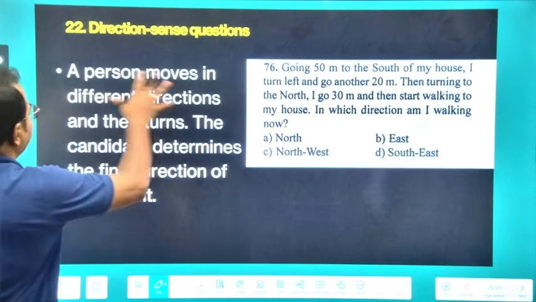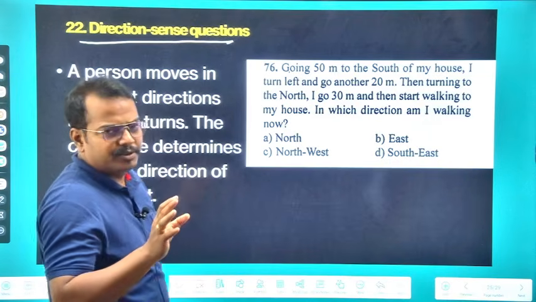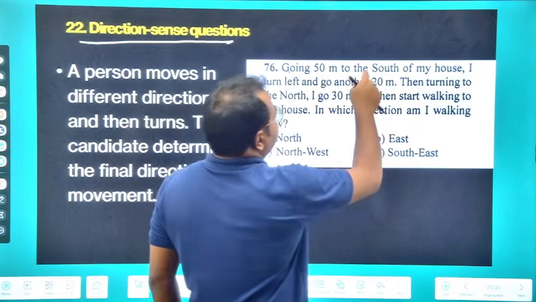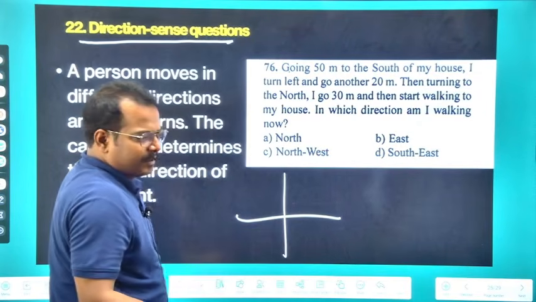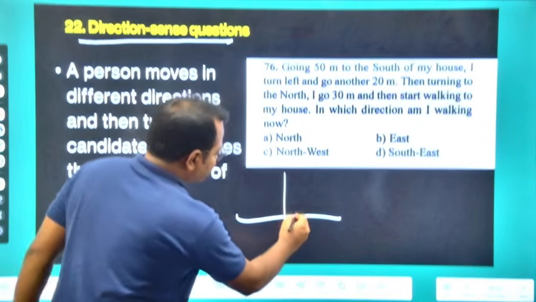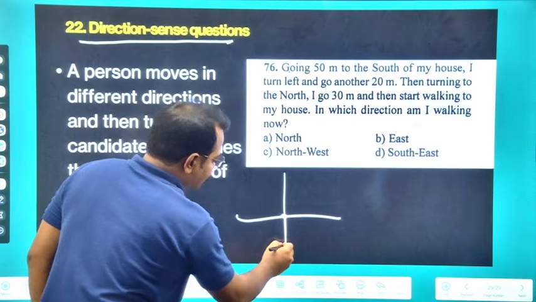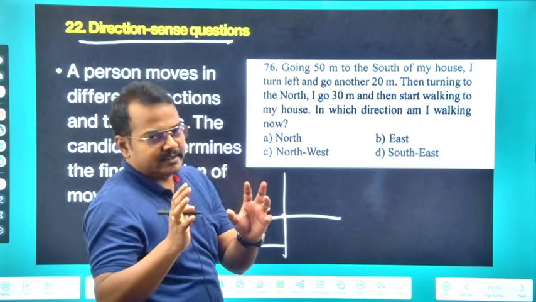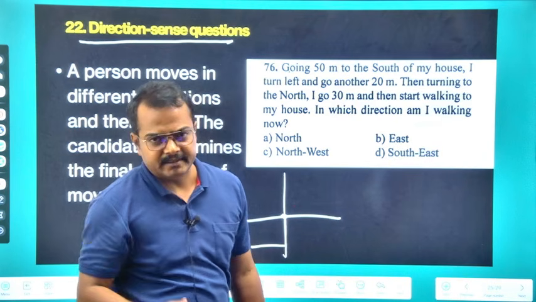Now here is the 22nd. You can see here direction sense question, again the easiest of the questions. Here it says going 50 meters to the south of my house. So just place it on the coordinates, place your house somewhere. Suppose you are placing the house here. So 50 meters south of my house, so 50 meters south, then go. So sense of direction type questions are always there, and these can be solved in 10 seconds.